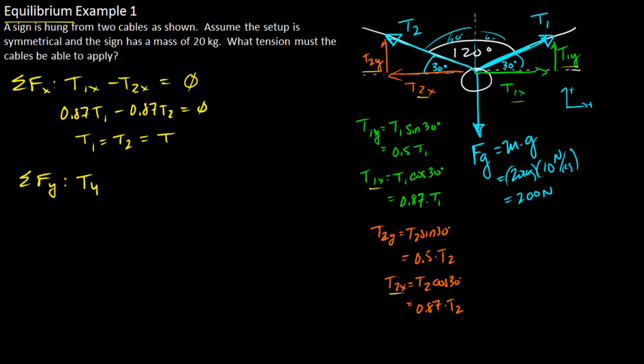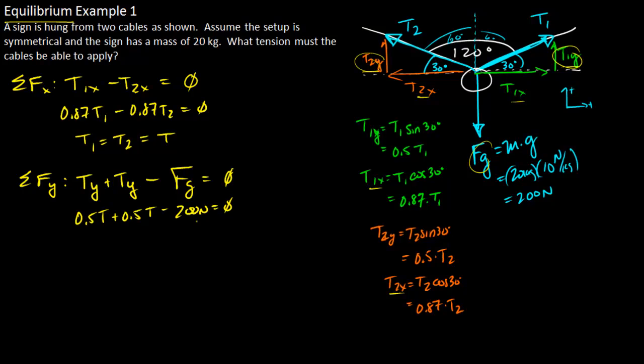So I can say that Ty plus Ty for these two, minus the weight of the sign, is going to be equal to 0 because it's in equilibrium. Now I can plug in my numbers. The Ty's are both 0.5 T, minus the weight, which is 200 newtons, equals 0. This tells us that T must be equal to 200 newtons, and we are done.